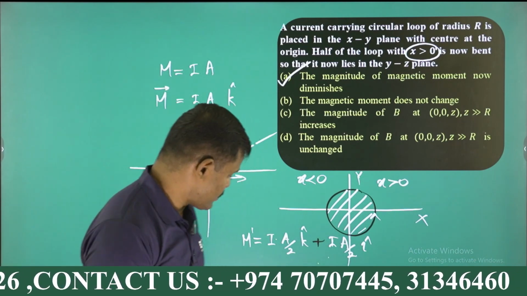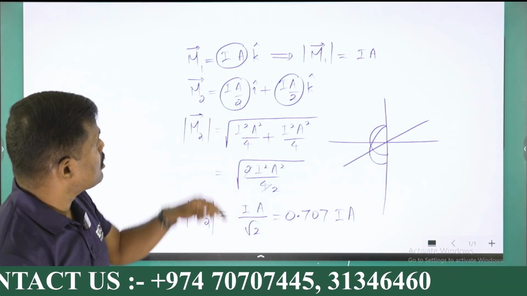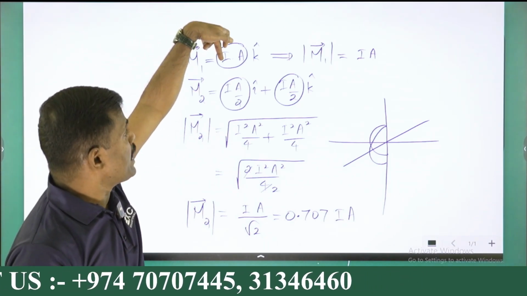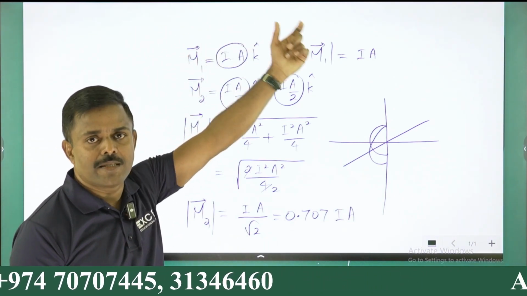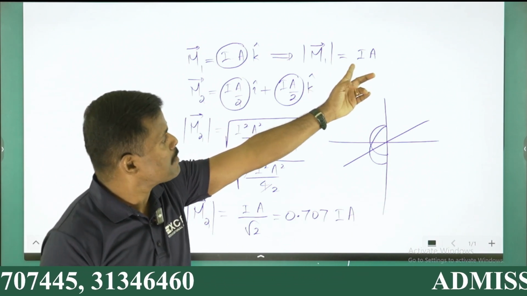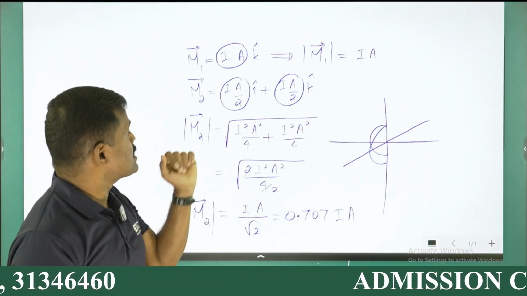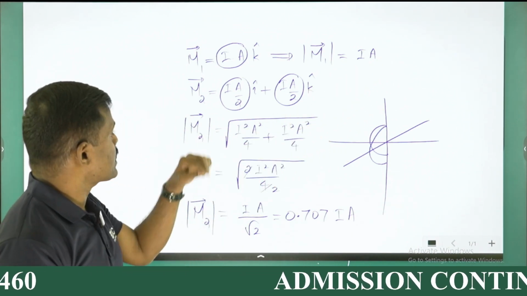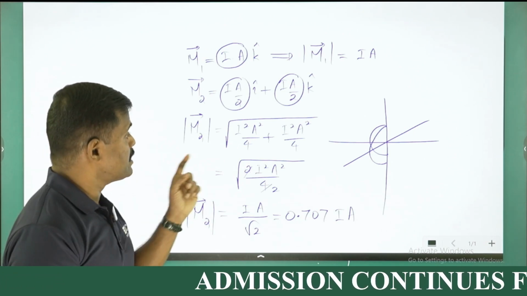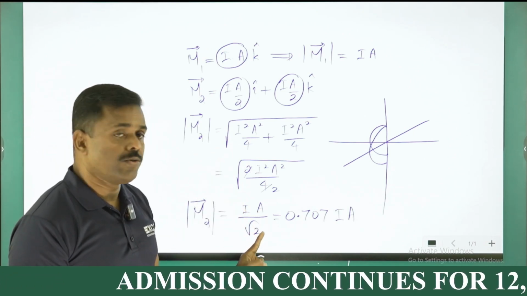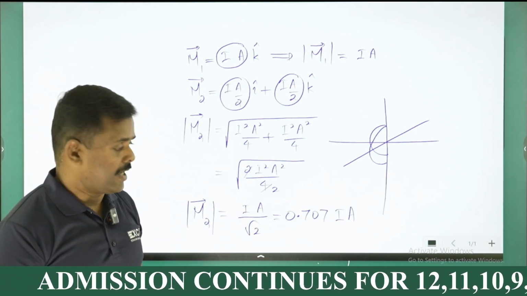So I've just rewritten them here on the inner board. First one, moment is what? I into A into K cap. If you look at the modulus or magnitude, it is simply I into A. But see the second case. For the magnitude of the second part, second configuration, it is IA divided by root 2, which is 0.707 IA.